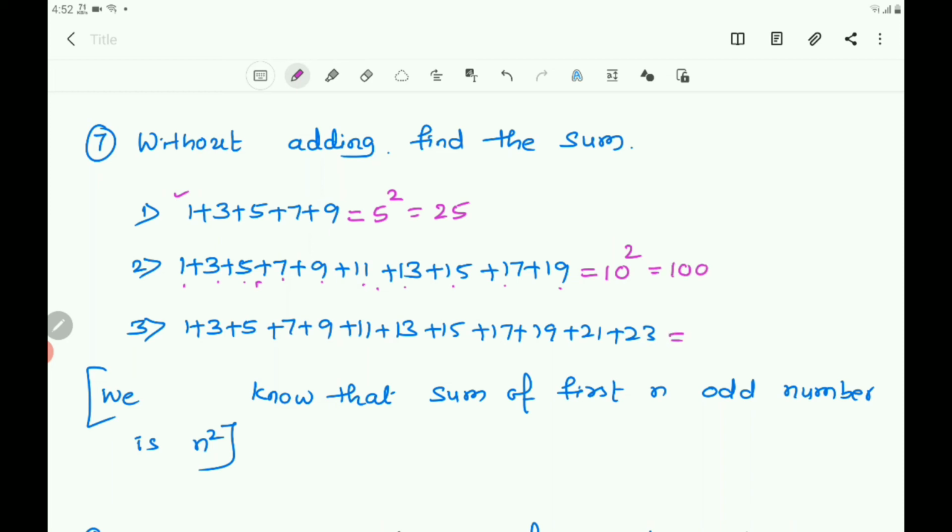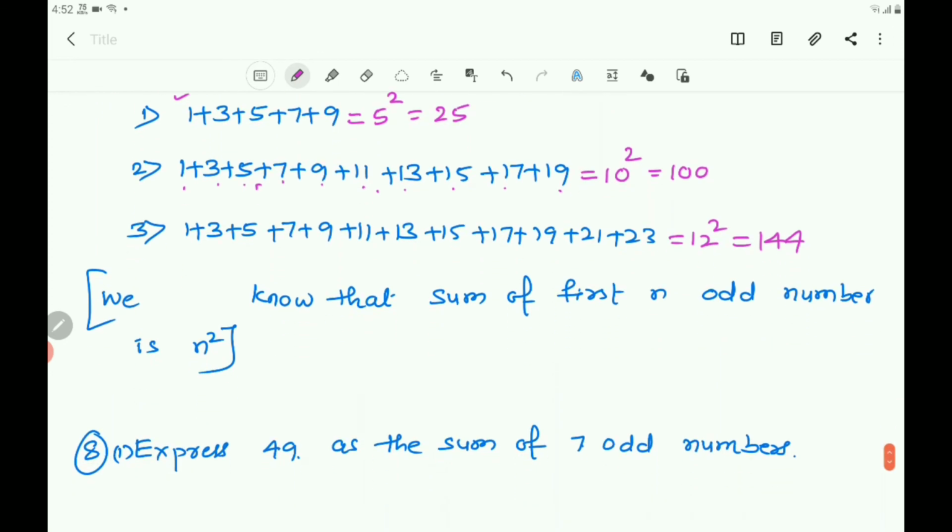Next here 1, 2, 3, 4, 5, 6, 7, 8, 9, 10, 11, 12. There are 12 odd numbers. They are the first 12 odd numbers. So here the sum of the first 12 odd numbers is 12 square. 12 square, so it is 144. 144 it is.